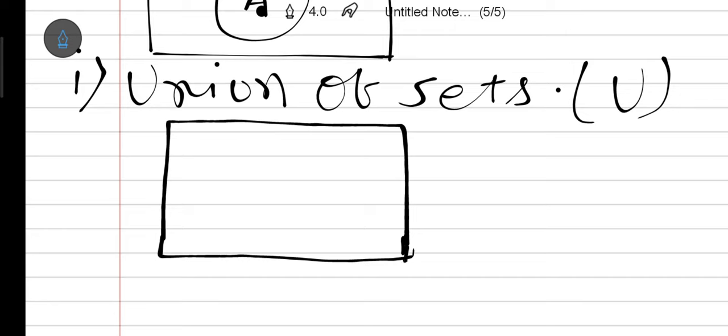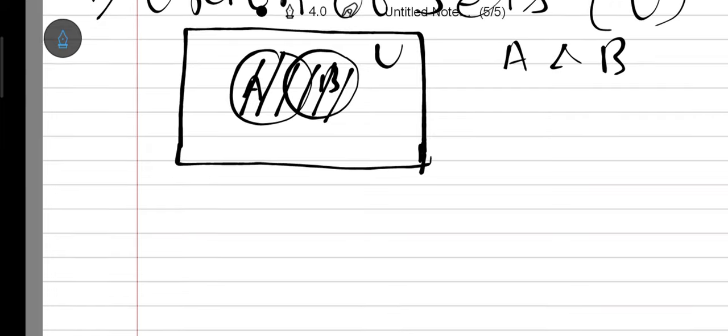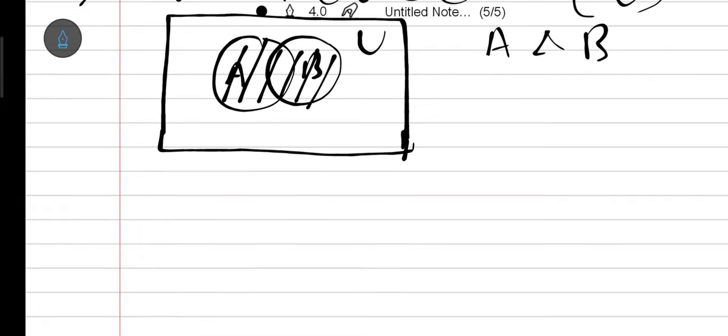Suppose we are given set A and B, so first of all we'll draw this A, and then we'll draw this B. This is the universal set, this is set A, this is set B. So the union of sets means this part, the part I am shading. This is the diagram of union of sets. Now I'll give you an example, and then I'll tell you what this union means.